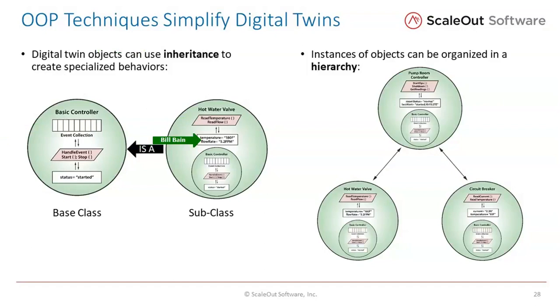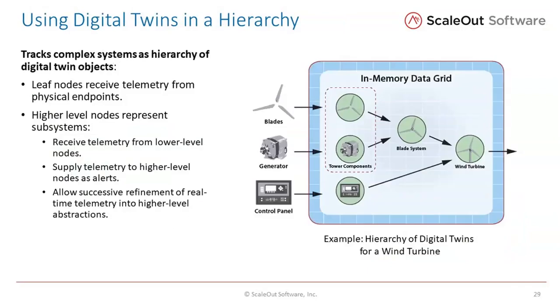Likewise, you can organize digital twins in a hierarchy so that higher level twins are looking at abstract devices, if you will. So the lower level twins are looking at physical devices or talking to physical devices and then forwarding information to higher level twins looking at subsystems. So here's an example of that for a wind turbine. So you might have digital twins for various subsystems within a wind turbine, the blades, the generator, and the control panel. These are the 3 digital twin instances for this wind turbine.